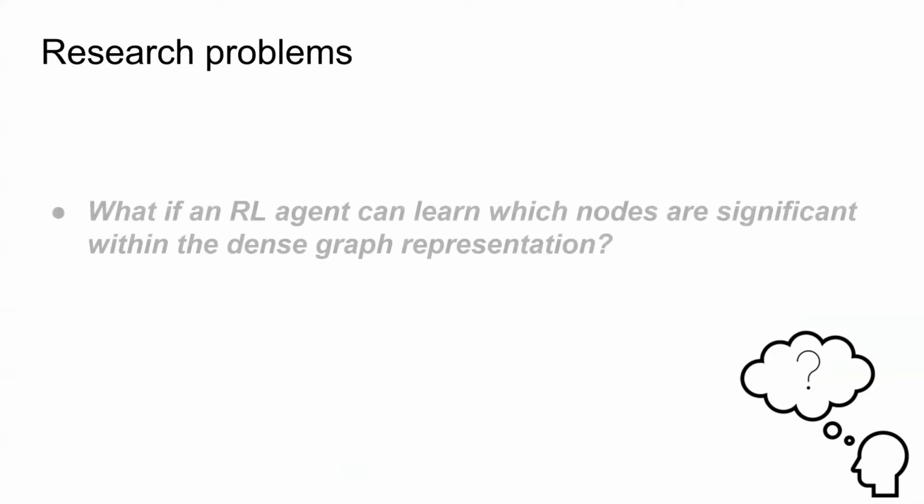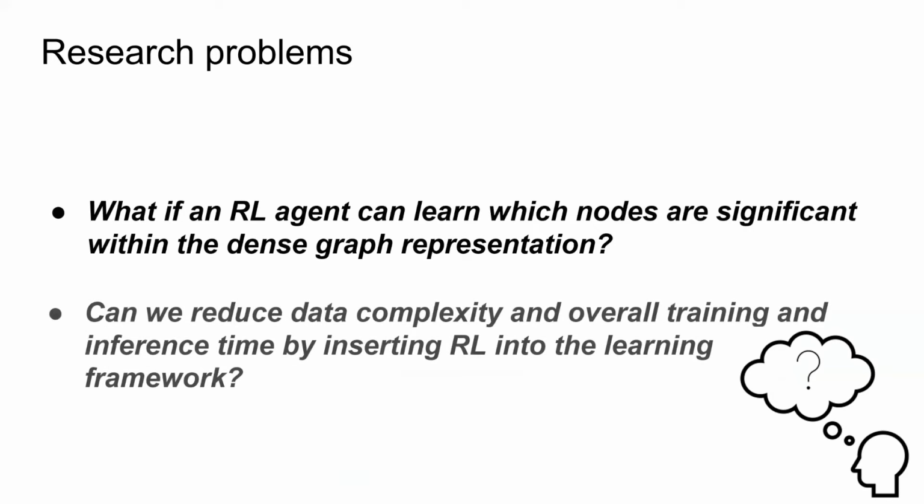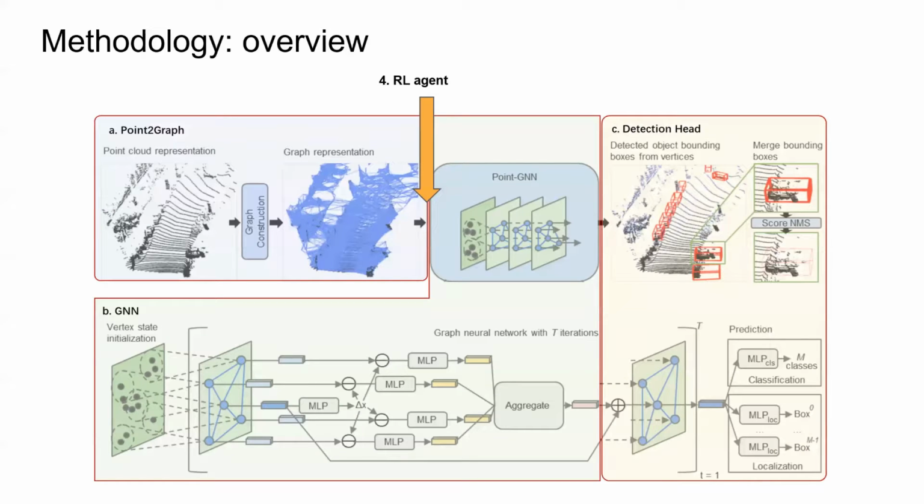In our project, we propose the following two research problems. First, what if our agent can learn which nodes are important or not within a dense graph representation? Second, can we reduce the data complexity, the overall training cost, and the inference time by using our agent to assist the learning process? Next, let me introduce our methodology.